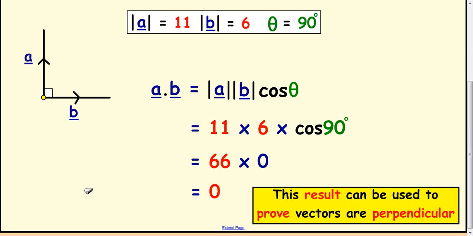Now this result can be used, as we say here, to prove vectors are perpendicular. If you multiply the vectors together and you find the answer 0, it proves that they're perpendicular to each other because there's a right angle between them. Because the cos of the angle 90 is always going to be 0, it doesn't matter what these bits are, it's always going to knock it to 0. This sometimes pops up in non-calculator multiple choice questions, and also sometimes appears within other questions.